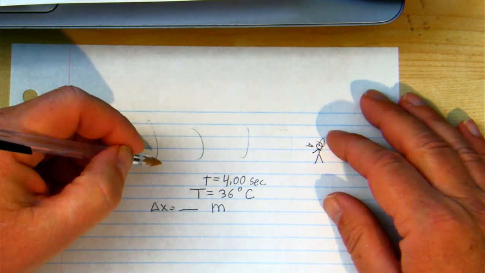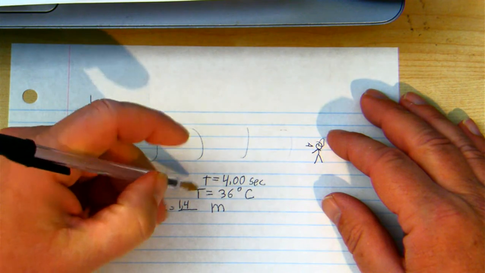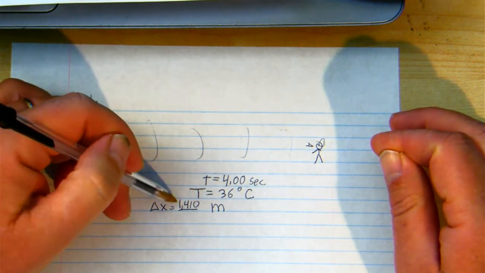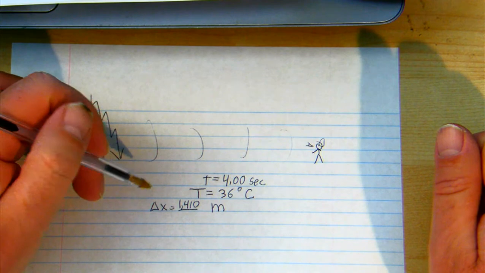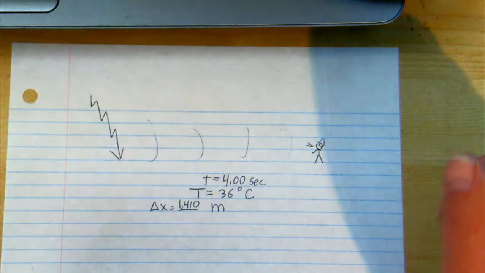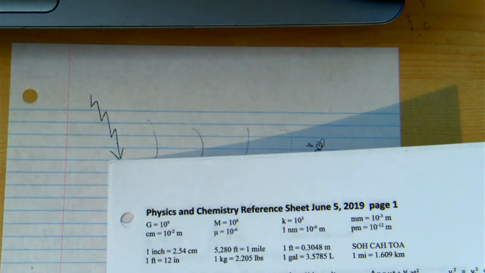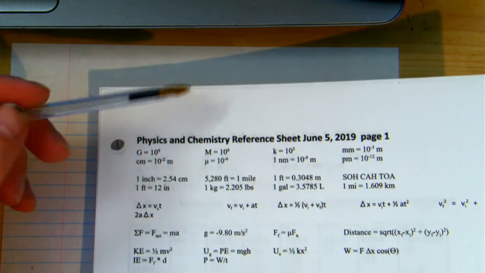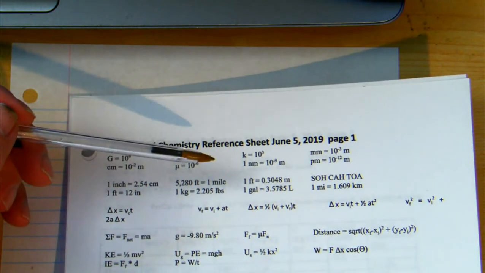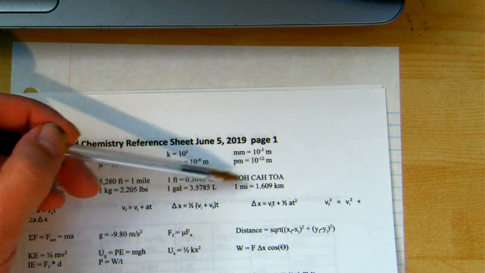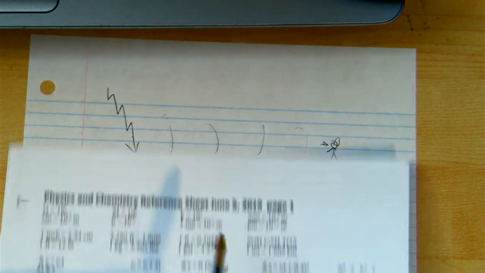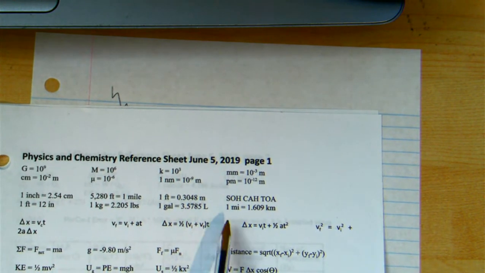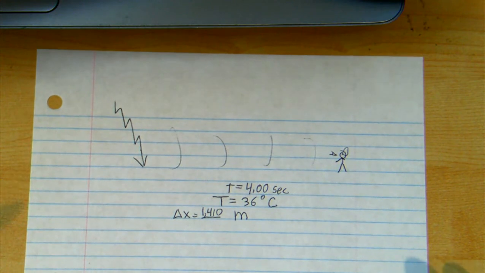Okay, my students and I agree it's 1,410 meters, which would be 1.4 kilometers if you want to practice that skill. And would that be more than a mile or less than a mile? Well, the handy dandy physics and chemistry reference sheet, June 5th, 2019, page 1, mentions that 1 mile is equivalent to 1.609 kilometers. So if we're at 1.4 kilometers, then 4 seconds puts us at a little bit less than 1 mile distant. You should still strongly consider seeking shelter.